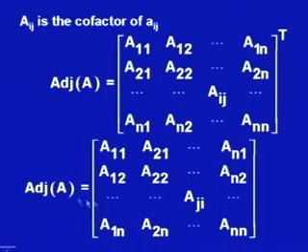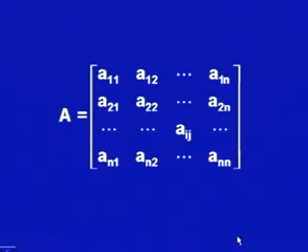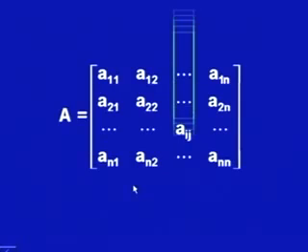Or adjoint of A is, transpose simply means the rows and columns are interchanged. So I am writing A11, A12, A1n, the first row as the first column, and this is the second row as the second column, and the last row here will become the last column here.